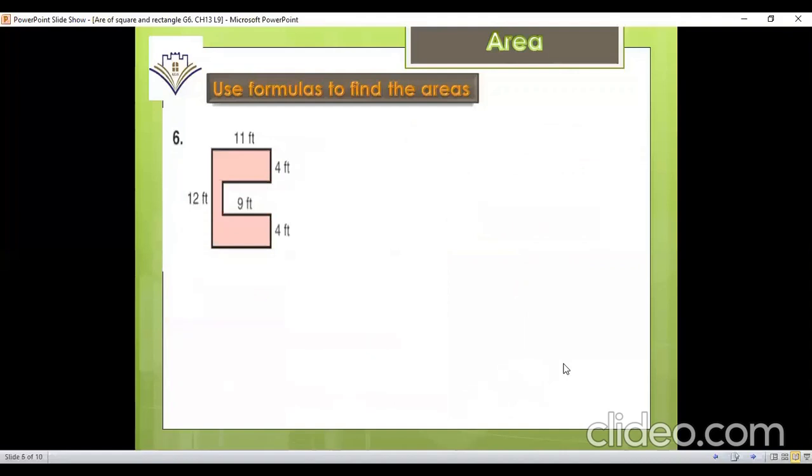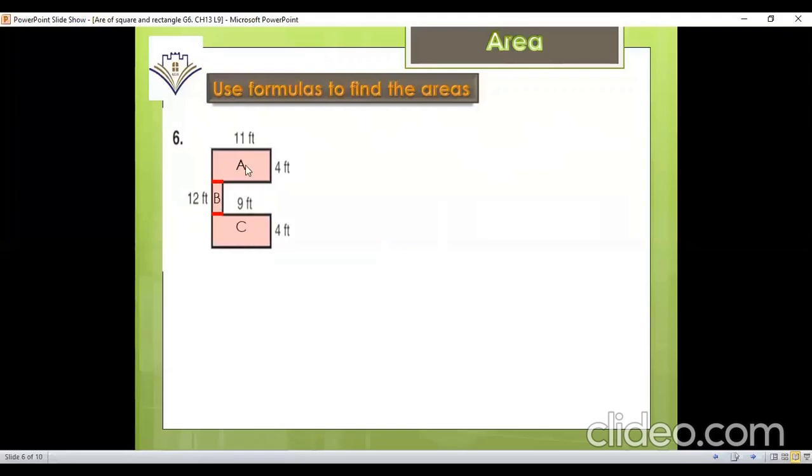We have another shape. Use the formula to find the area. This shape we can divide into three parts. Look, if we draw this line, we have a rectangle. If we draw another line here, we have another rectangle. How many shapes are there? We divide it into three parts: the first is A, the second is B, and the third is C.